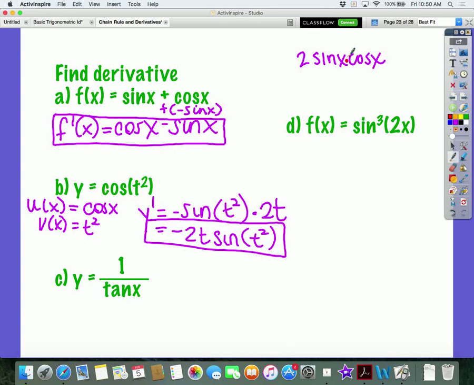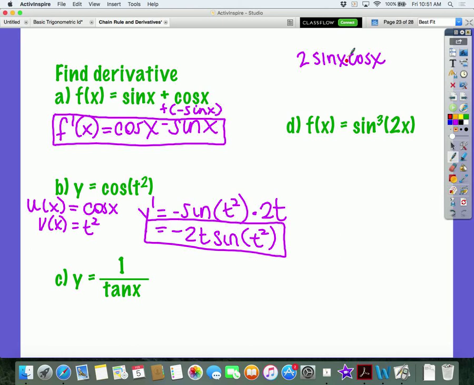Let's look at this one. We have 1 over tangent x. How will we do that one? You would have a double fraction. Tangent also equals sine x over cosine x, and then you flip that over so it becomes cosine x over sine x. We have to be careful about that.